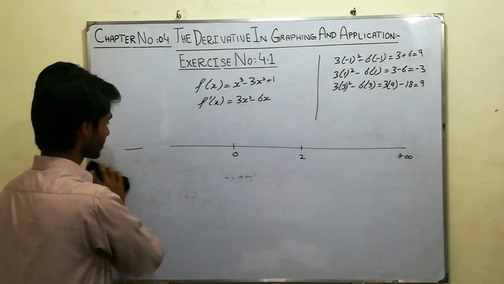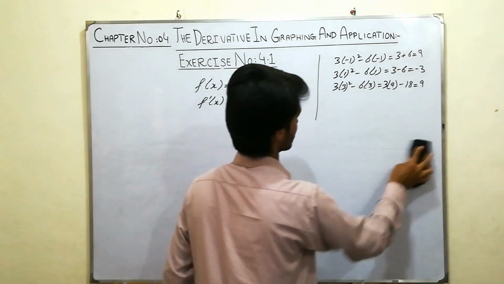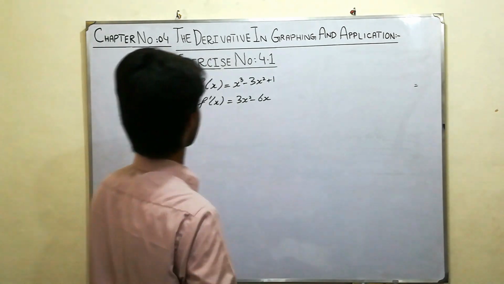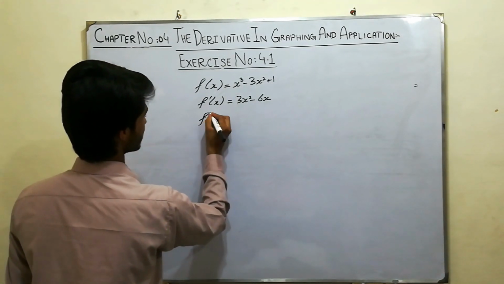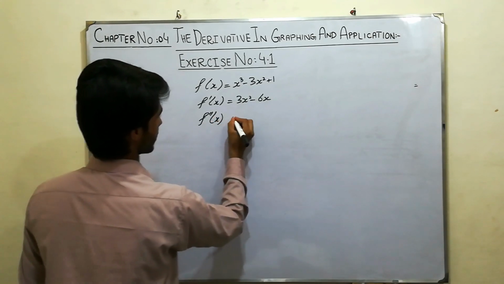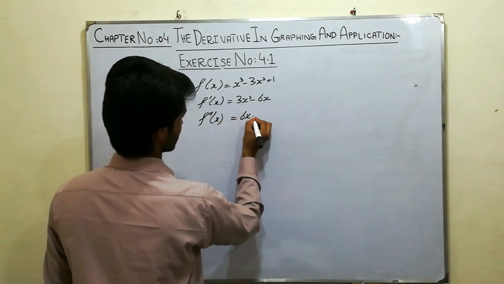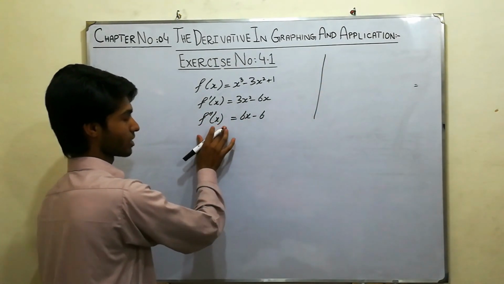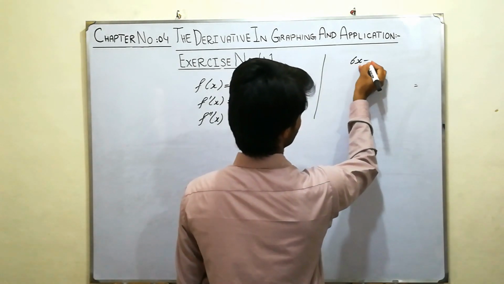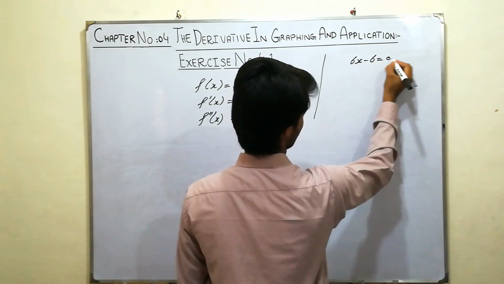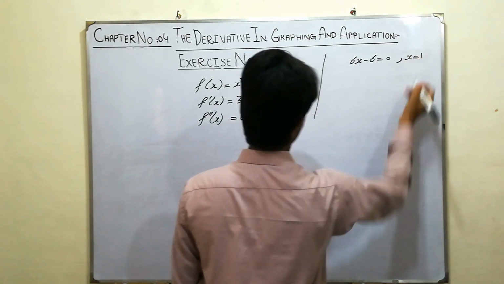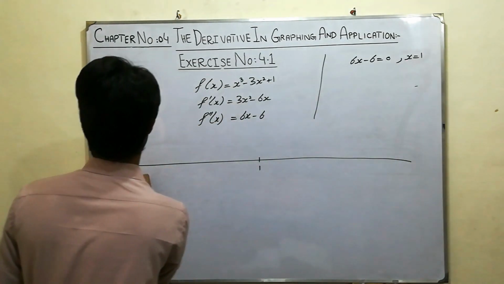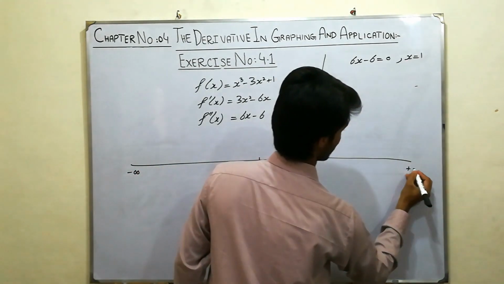And for concavity, take the double derivative of this function. So we have 6x minus 6, and for points put the double derivative equal to 0. So we have 6x minus 6 is equal to 0. Overall we have x is equal to 1. Now check it on the region: minus infinity, plus infinity.